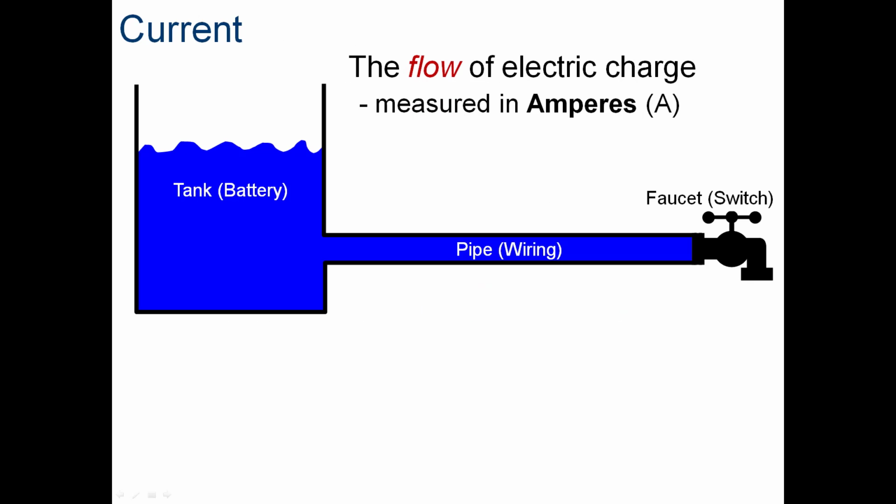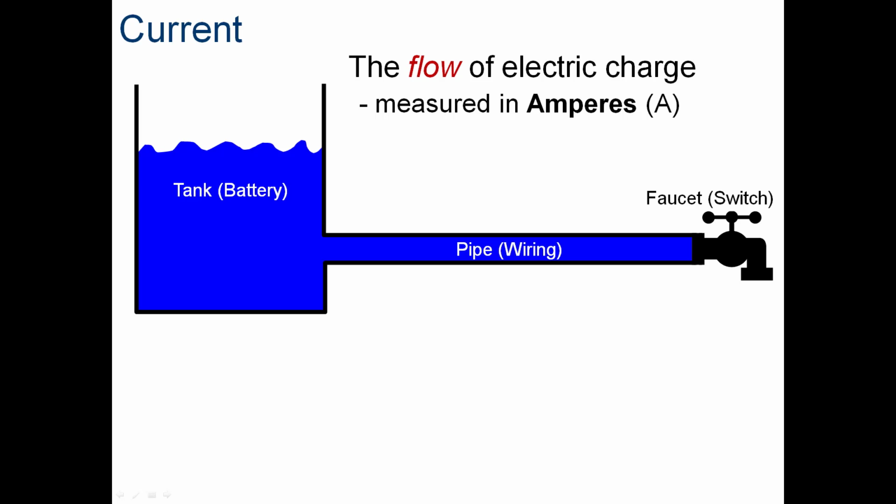The closest analogy, and it's not perfect, for you to initially learn about this is to think about water pressure in a pipe with a faucet. The electrical analogies are: the tank of water that's providing the pressure is my battery. The pipe is my wire. The faucet, which turns the water on and off, is my switch. Now, it's an imperfect comparison.